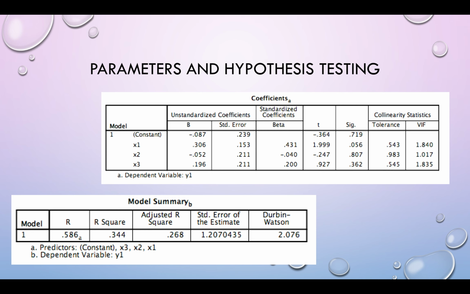Now looking at the model summary table, the Durbin-Watson number should be close to 2. Ours is 2.076, which is close enough, so it doesn't violate the assumption of independent residuals.